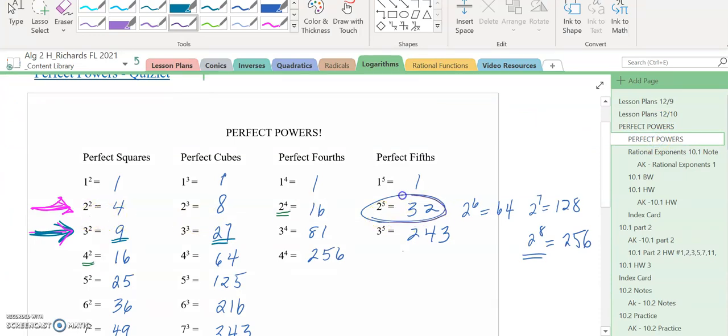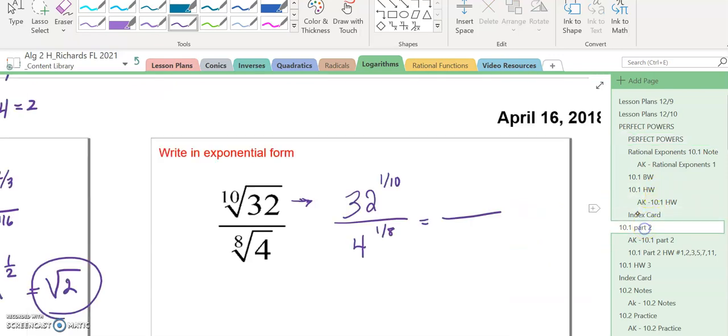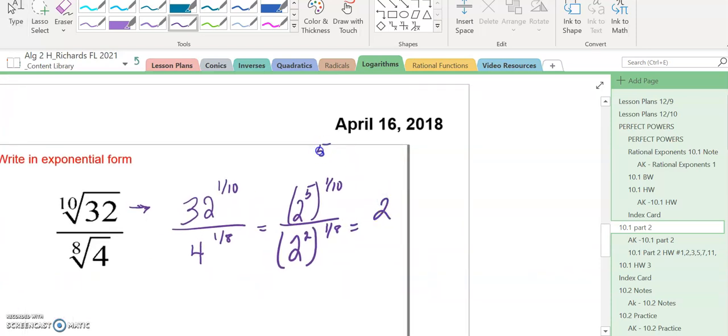Where can I find 32? Where can I find 4? 4 and 32 are in the family of twos. So I can do 2 to the 5th, 1/10. 2 squared, that's a 4, 1/8. So now I get 2 to the 5/10, which I'm going to write as 1/2. Sometimes it hurts you to simplify because they don't come out to be the same. You know, like maybe they would both come out to be 5/10, but I like to simplify. So 2/8 is 2 to the 1/4.